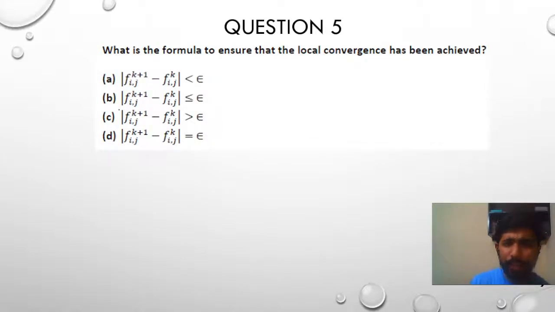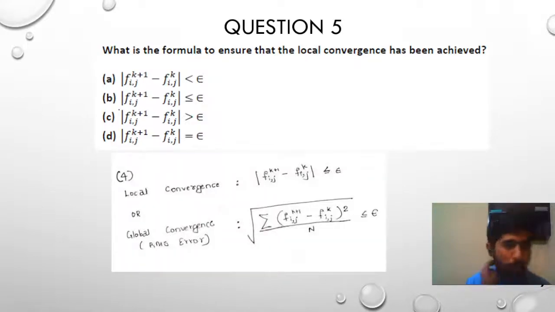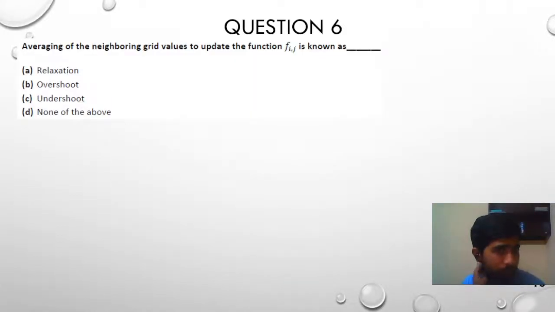So again, the next question is also very similar to the previous question. What is the formula to ensure that local convergence has been achieved? Okay. So again, this is pretty straightforward, which we discussed just now. It should be option number B. The difference in the value between two iterations should be less than or equal to epsilon. Not only less than, if it is equal also, we stop the iterations in the computer program. So yeah, B should be the correct answer.